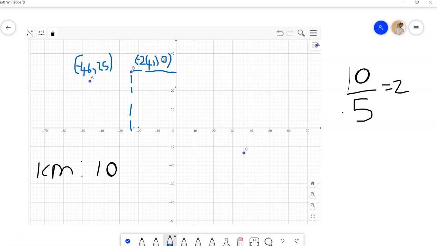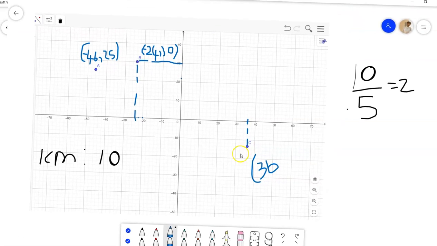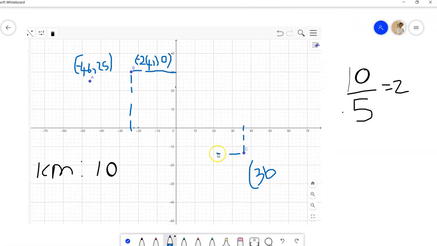Alright, so you tried part C by yourself. So I hope you paused the video. So we need to go up to the x-axis for this one. So that's 30, 32, 34, 36. So the x value for point C is 36. And then we go across to the y value. So that's 10, 12, 14, approximately negative 14.